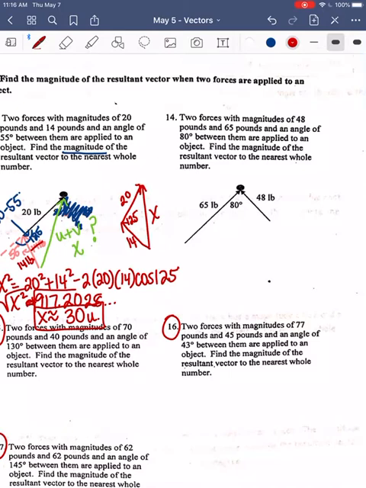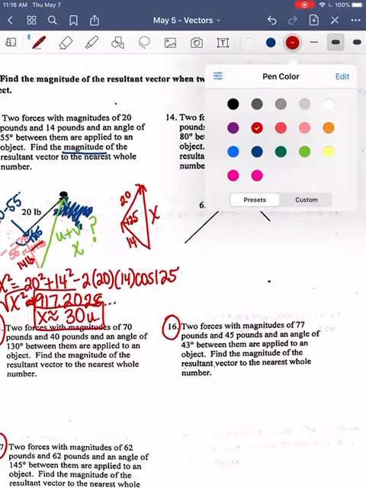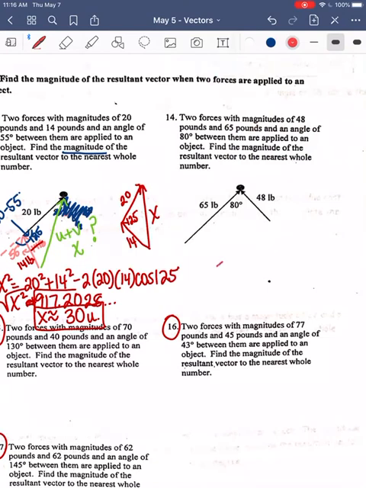All right, let's do number 14 similarly. Let's move the other one this time instead of the 48. So we have two forces on an object, 80 degrees is between them. So let's move this one this time. It's not exactly perfect, but we'll go with it. Now if you're looking at this vector, do y'all agree that 80 is on the right side of it? So the 80 is going to be over here. So I'm going to extend this and I'm going to put 80 degrees in here.